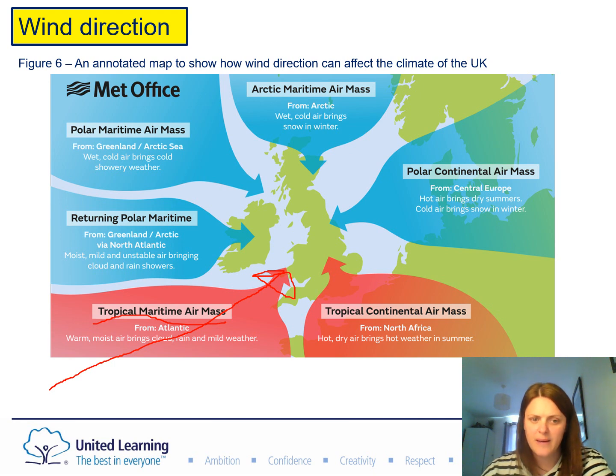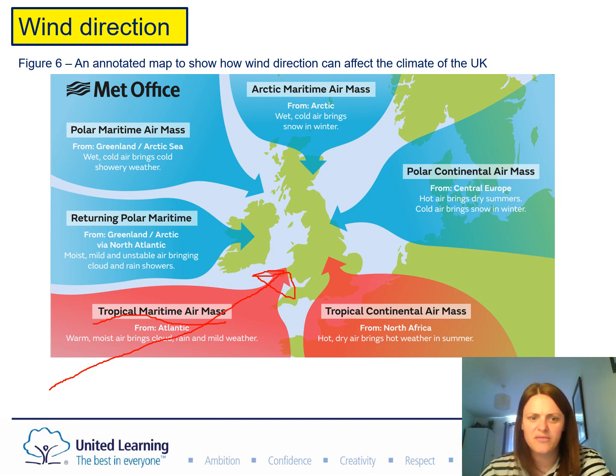What does it bring with it? Well, it brings warm, moist air, and this means that our climate doesn't get really, really cold in the winter, and it doesn't get really, really hot in the summer, as a rule. We do have really cold times and we do have really hot times, but generally we get quite mild winters and mild summers and lots of rain throughout the year.